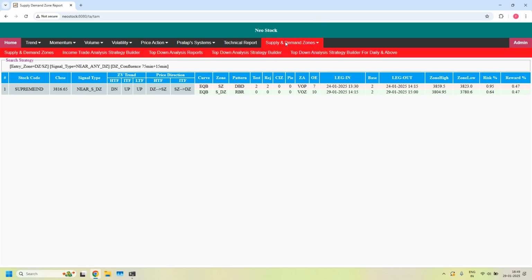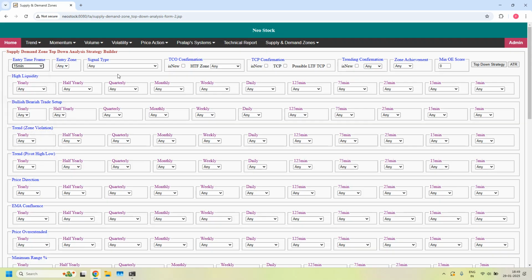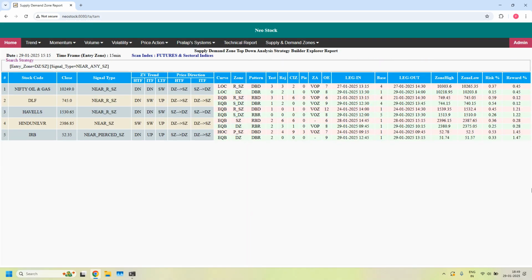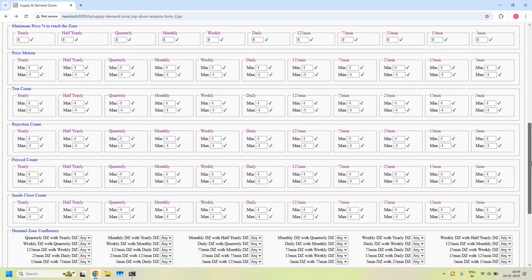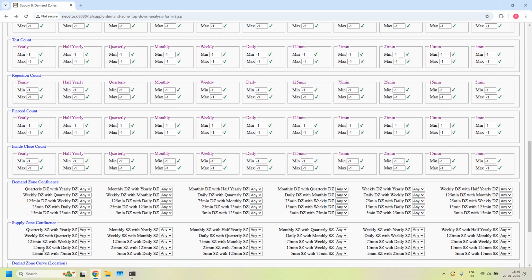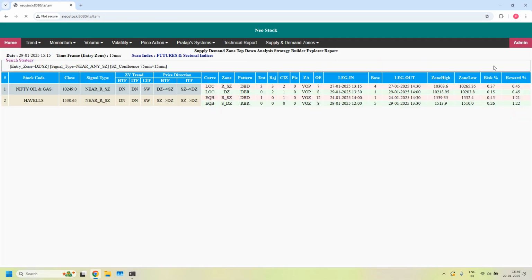Okay, next. 15 minutes time frame, stocks near 15 minutes supply zone. We got 5 stocks. Let us further filter based on this zone confluence, ITF supply zone confluence, that is 15 minute supply zone with 75 minute supply zone confluence. I enable the filter. Now the list has come down to 2 stocks. That means these 15 minute supply zones are part of the 75 minute supply zone. That means they are overlapped. That is what zone confluence you already learned.